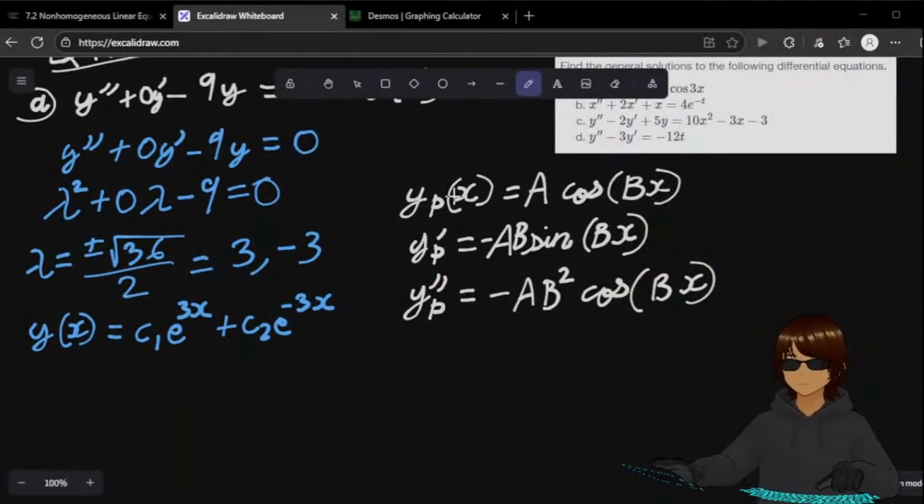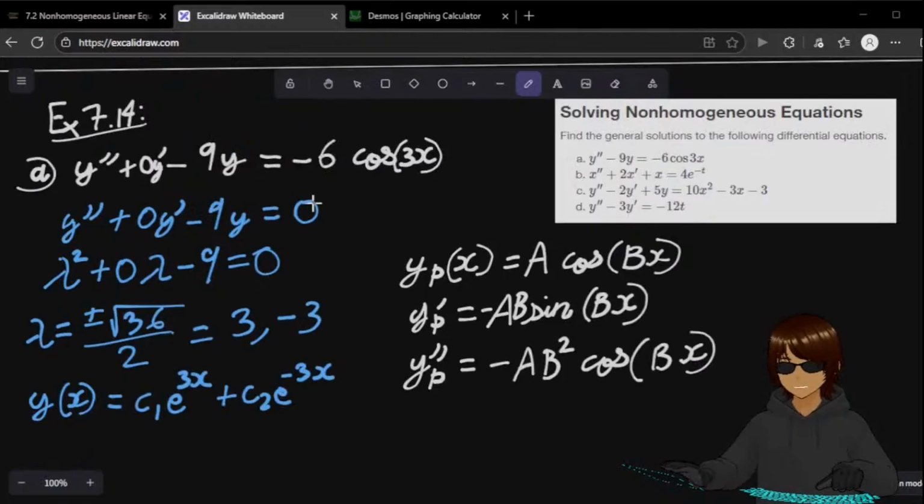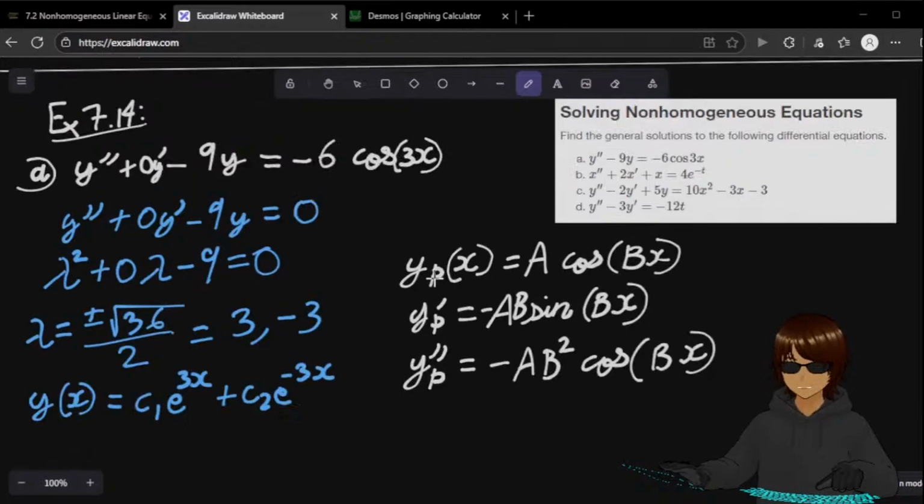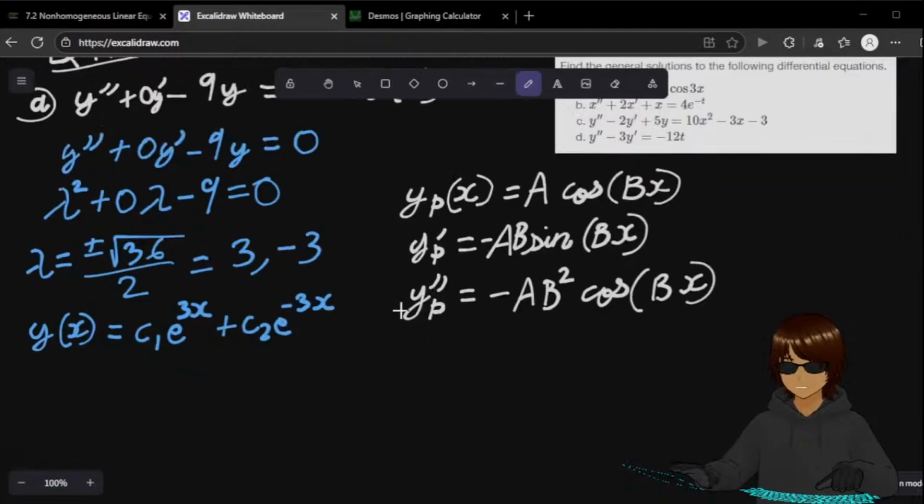So anyways, this is the solution for the complementary equation. This is a particular solution for the main equation we are finding. Now we want yp, derivative, double derivative. Now we want to substitute this into that.